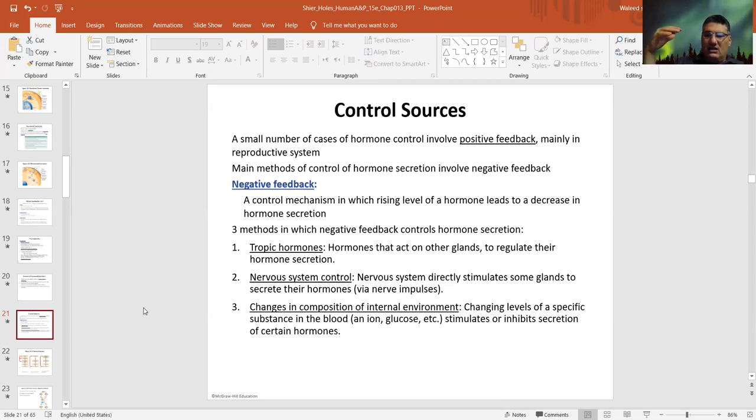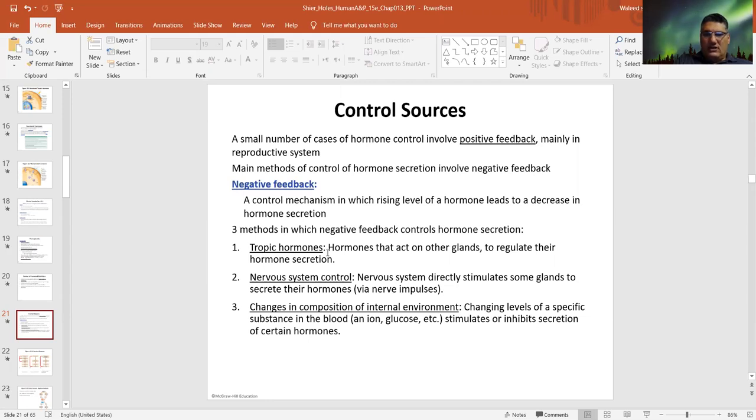So depending on the feedback, are you going to oppose the original action or you're going to increase the original action? If you oppose or decrease, this is negative feedback. If you're increasing the original action, this is the positive feedback. And I understand that we talked about it before, but we are repeating that. So we're refreshing our information.